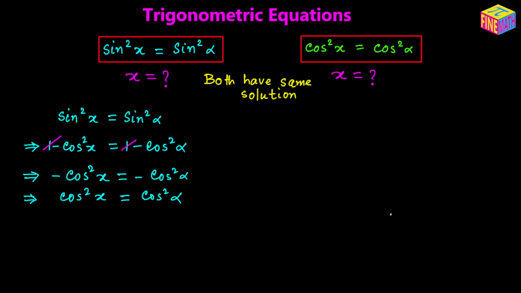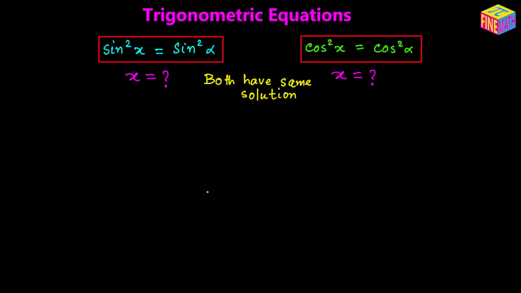Even though they look like two different equations, they're actually the same equation. So if we can solve just one of them, that will give us the general solution for both of them. I'm going to erase this other portion on the left hand side too. Now let's see how we can come up with the general solution. I'm going to start with the sine ratio: sine squared x is equal to sine squared alpha, where of course alpha is a given angle.